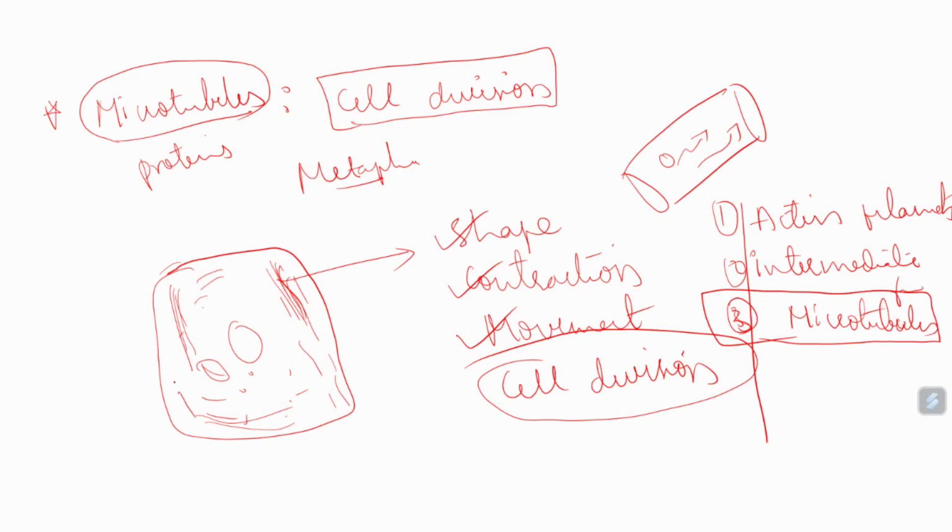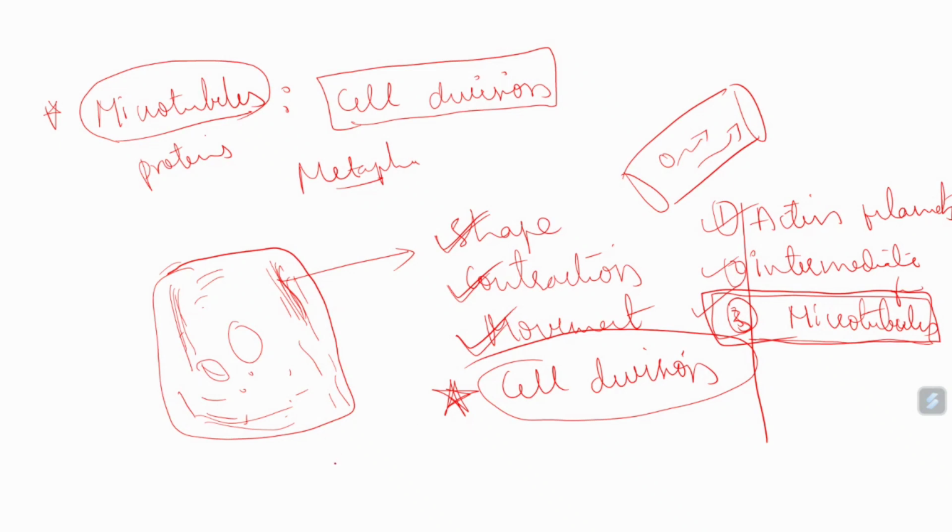So I told you the cytoskeletons are important in giving shape to the cell, in contraction of the cell, in movement of the cell, and they are also very important in cell division. In cell division, actually, these microtubules are very important. Now you see, these cytoskeletons are made up of actin filaments, intermediate filaments, and the very important third component, microtubules.